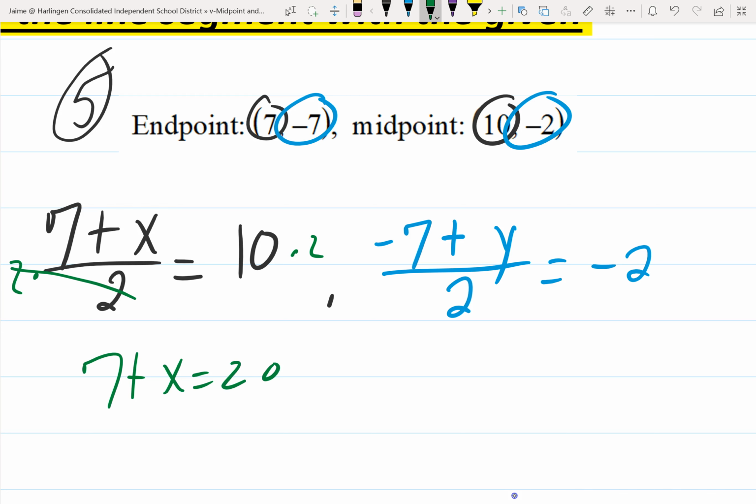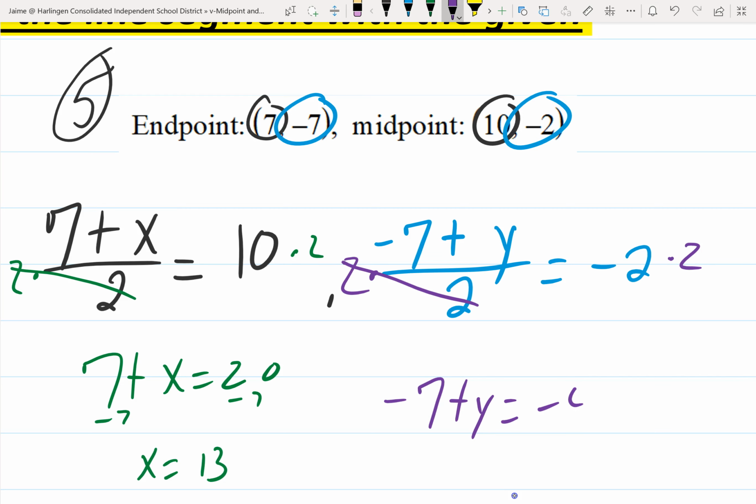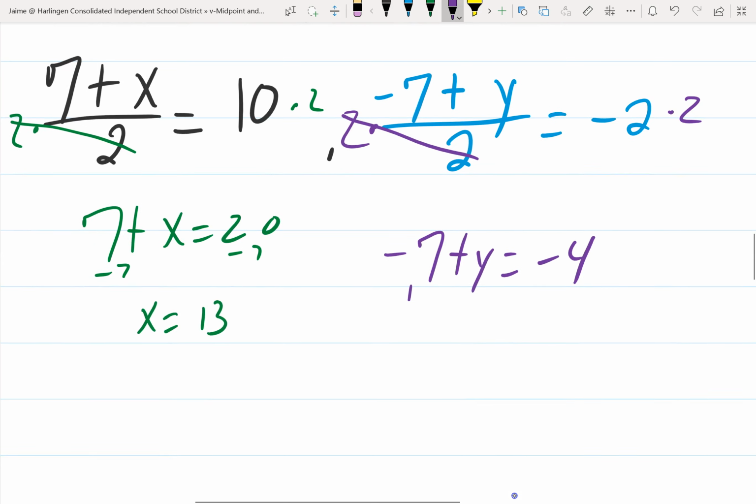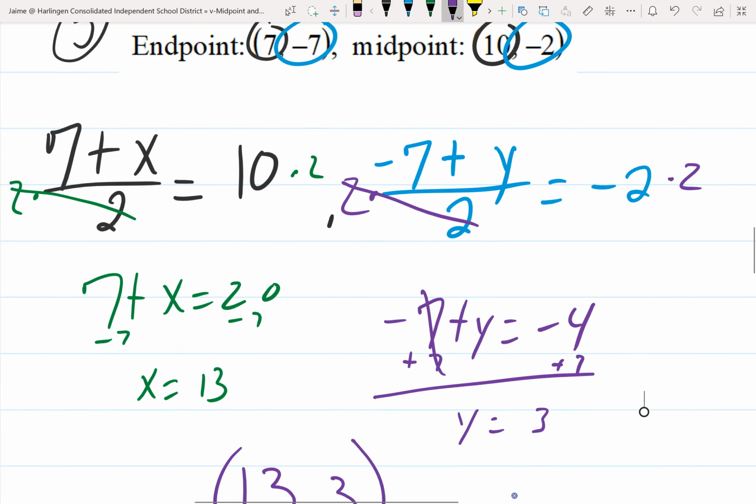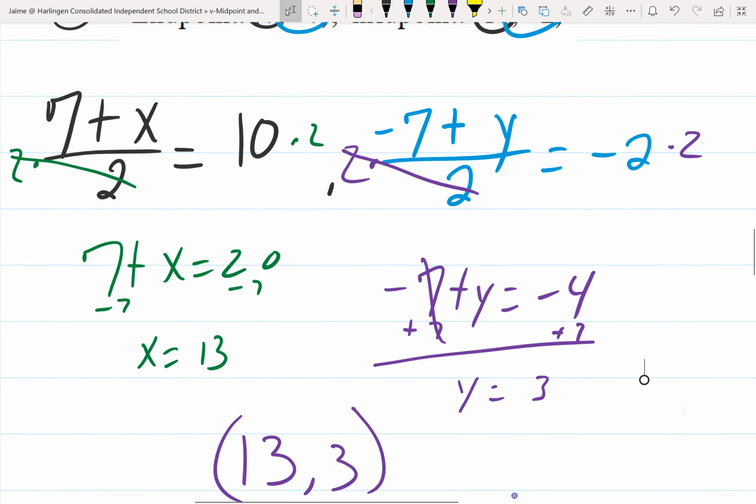20, subtract the 7, and you get what, 13? Over here it's going to be times 2 times 2. -7 plus y is equal to a -4. Add the 7, and y is equal to 3. So we have 13 comma 3, and that's it. But again, of course, the calculator will give you the answer on end solve, right? All I need to see on end solve is just the equation you plug in the calculator.